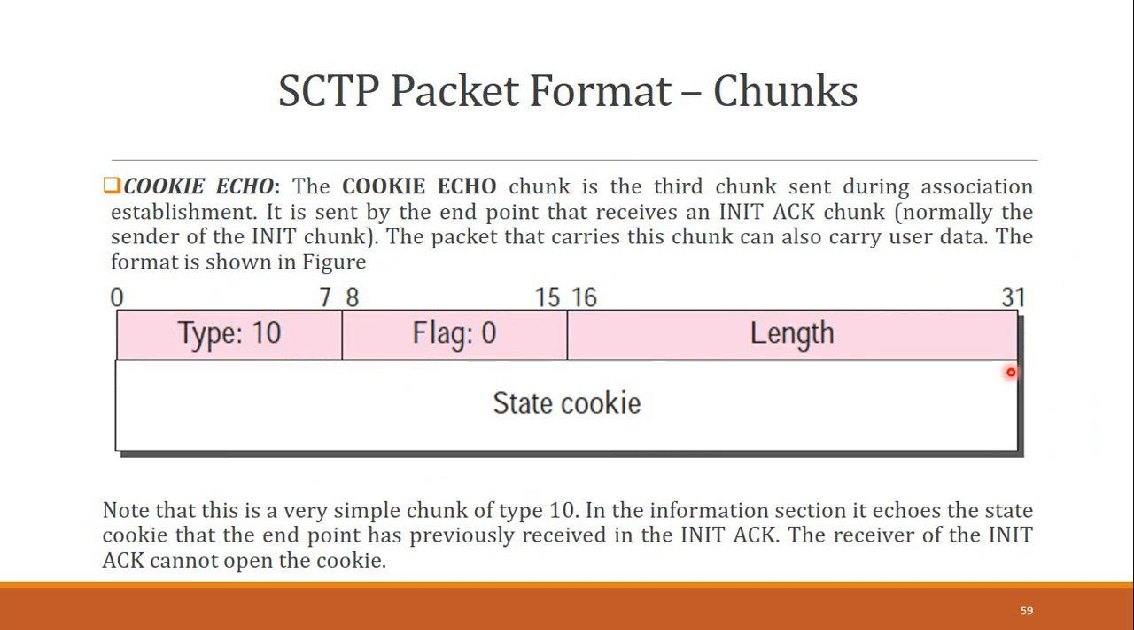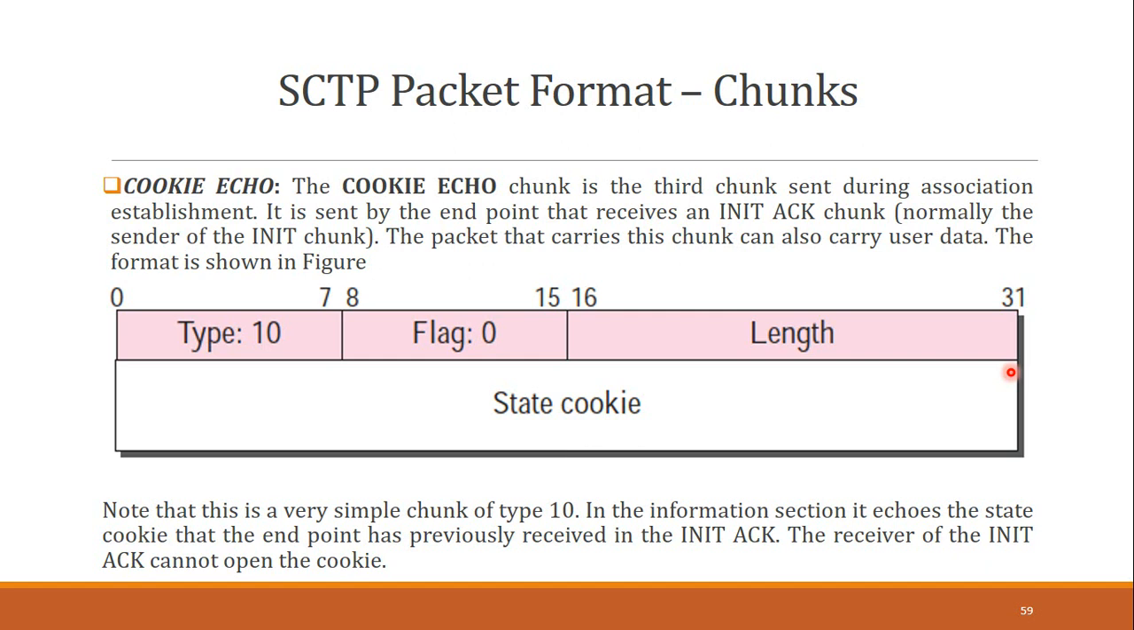The cookie echo chunk is the third chunk sent during the association establishment. It is sent by the endpoint that receives an init acknowledgement chunk, normally the sender of the init chunk. The packet that carries this chunk can also carry user data. The format is as shown in the figure.